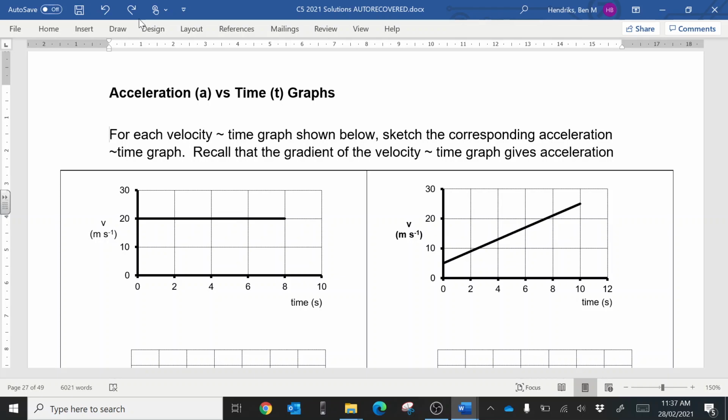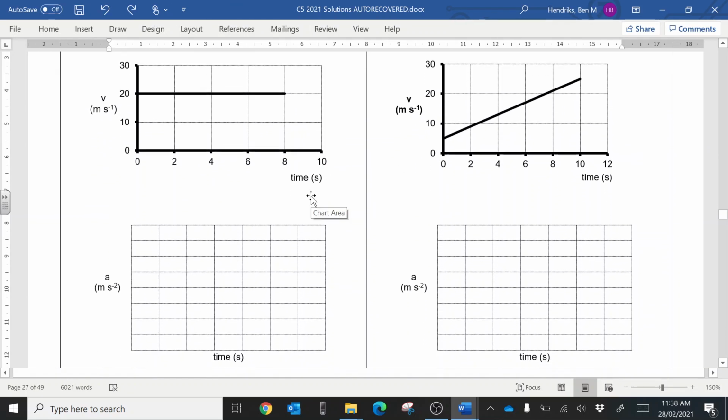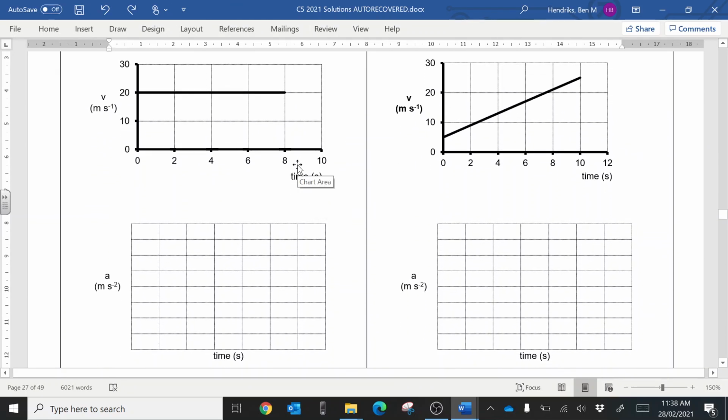In the last lecture, we finished off the velocity versus time examples. In this one, we're going to use velocity versus time graphs to get the acceleration versus time graphs. So we just remember that we need to calculate the gradient for those. Here we have a gradient of 0, so we just need to draw in our 0 line.